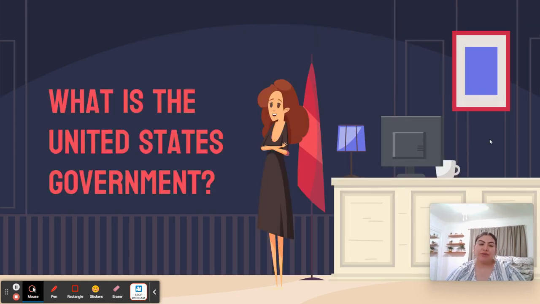So then the next question would be, what is the United States government? So again, just like the local government, I would ask the students this question just to start a conversation with them about what the United States government is, and just have them talk about it with their peers, and then we'll have a class discussion on what it is.